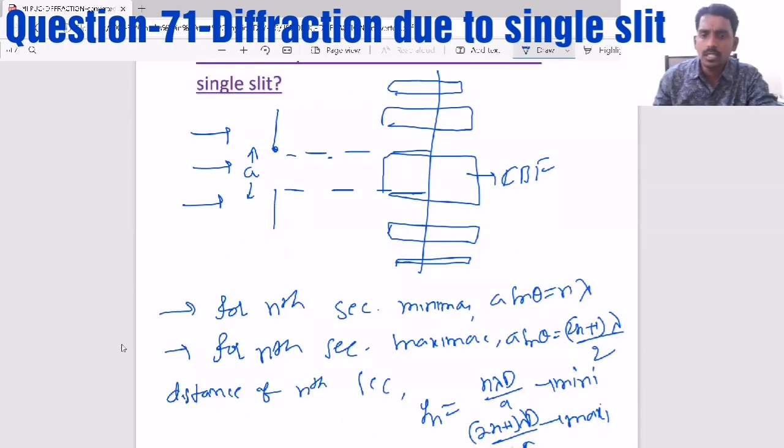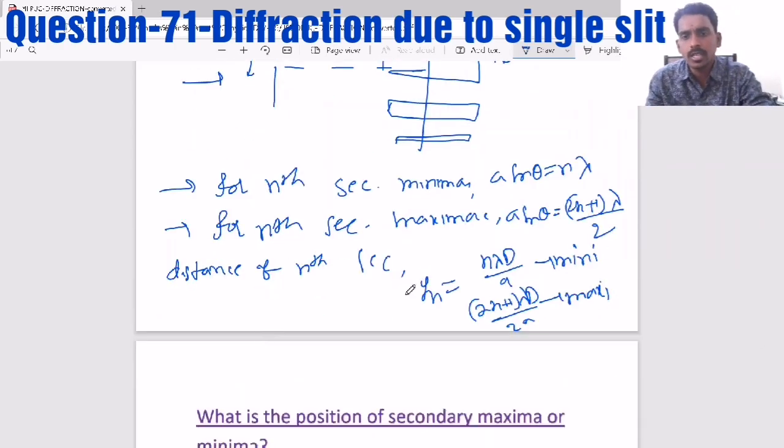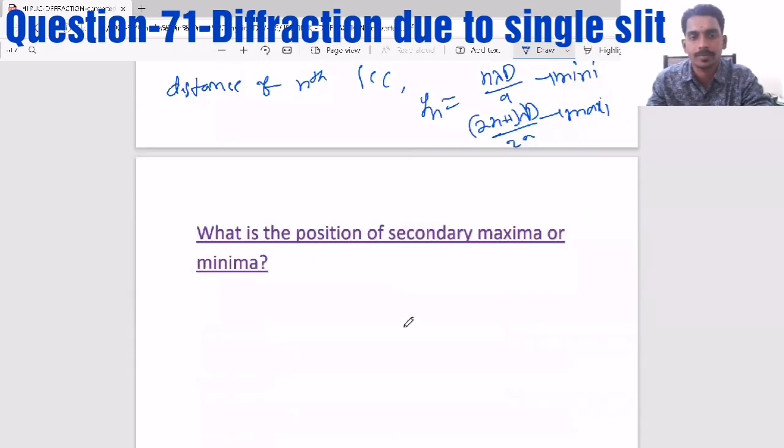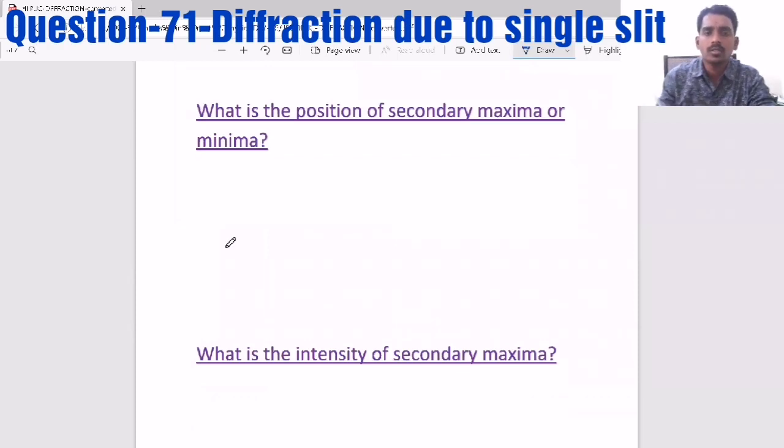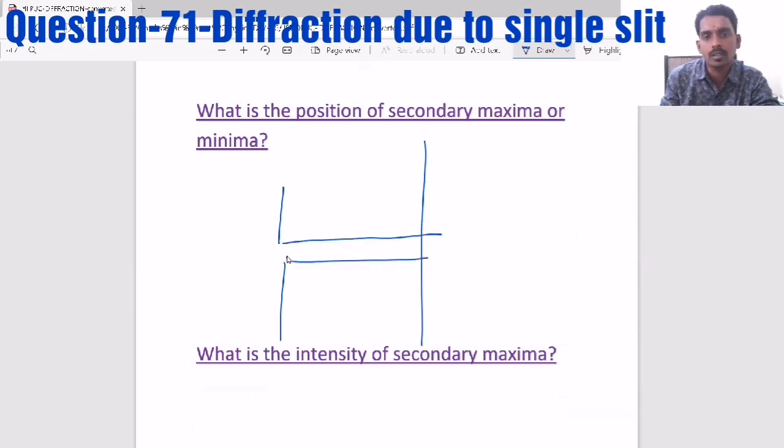Here, if you observe, there is one condition for angular position, where we write theta, and another for linear position. Usually in Young's double slit experiment, most of the time they ask the linear position of the nth dark or bright fringe. That is what we are taking here, the position of the secondary maxima or minima, from the central one.